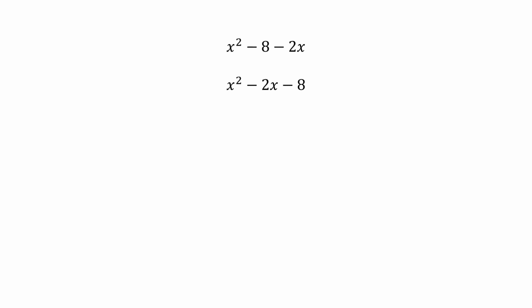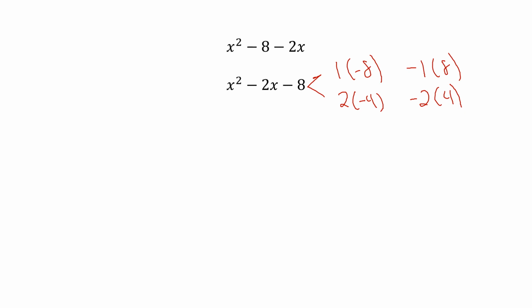Now I'm going to start with my factors of negative 8. What can I multiply together to get negative 8? Well, I can do 1 times negative 8. I can do negative 1 times positive 8. I can do 2 times negative 4. I could do negative 2 times 4. And that is all I can multiply together to get negative 8.